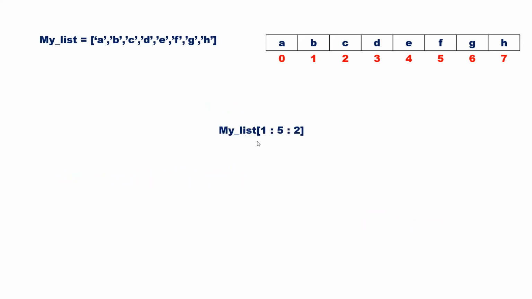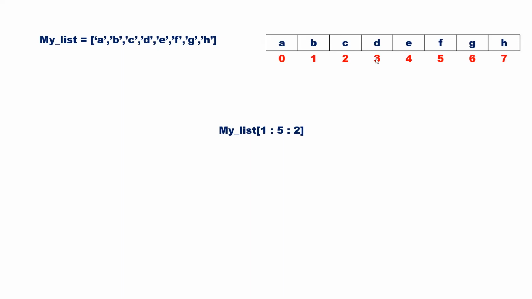Let us take another example. So here my list 1 colon 5 colon 2. So the start position here is 1, the end position is 5 and the step here is 2. So we start from index 1. So we extract the value at 1. So B will be extracted. The step is 2. So we increment the index by 2.